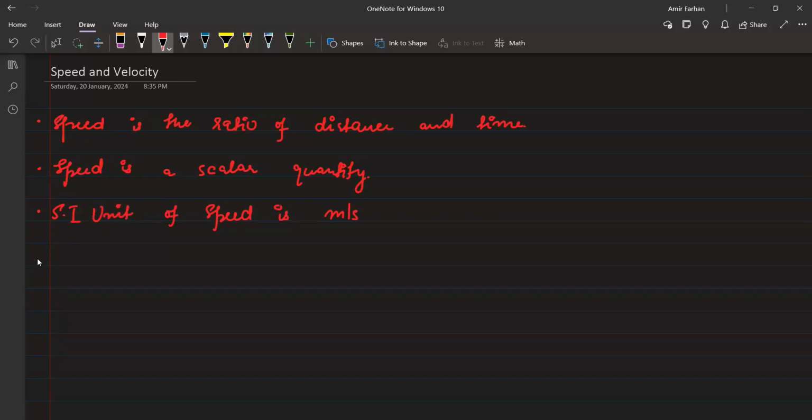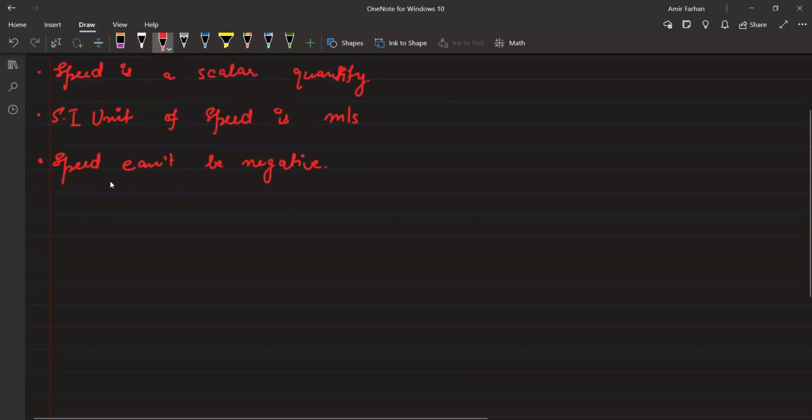One more thing. Speed cannot be negative. Speed can't be negative. Clear? So these are the four main points for the speed characteristics. Jabbar, Riaz, and Reem, is this clear to you? Yes, sir. Very good.